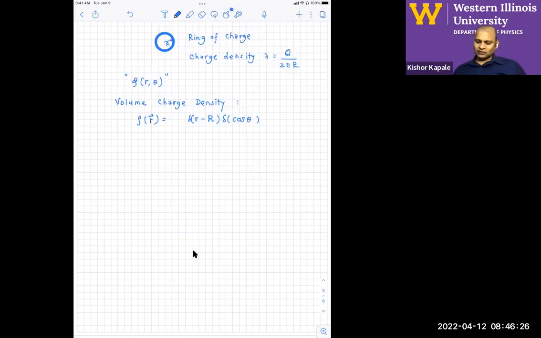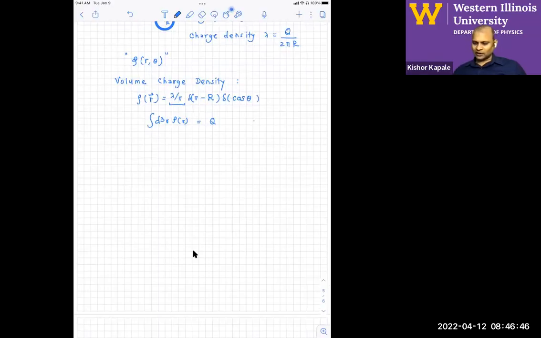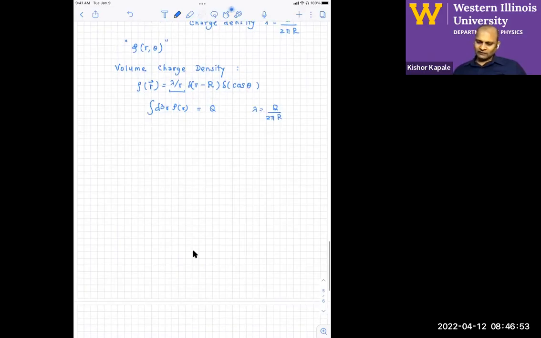Then to determine the coefficient in front, you have to do the integral d cubed r of rho of r, which should match the total charge that you have. It turns out the coefficient will be lambda over little r. It's going to give you the total charge Q that you want, provided you know that lambda is Q over 2 pi r, right? Or you could very well have written this with capital R. It does not matter. In fact, it's better to write it like that. Okay, everybody with me?